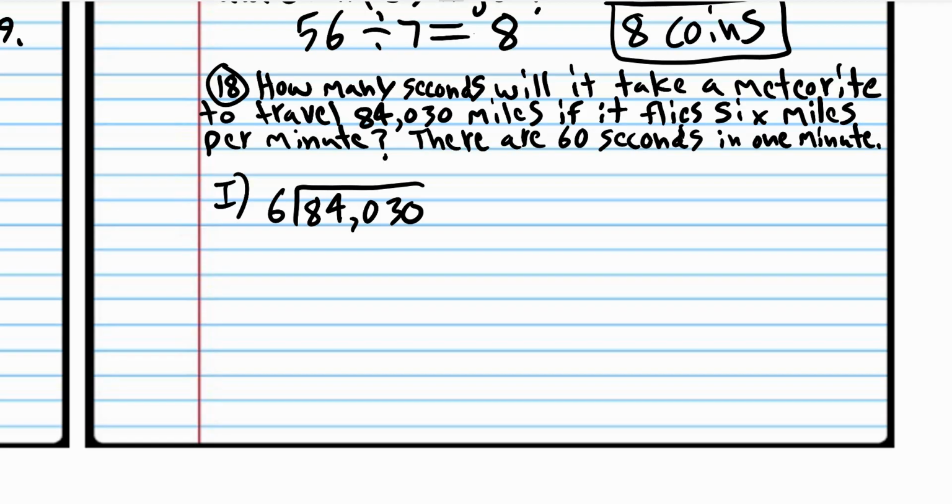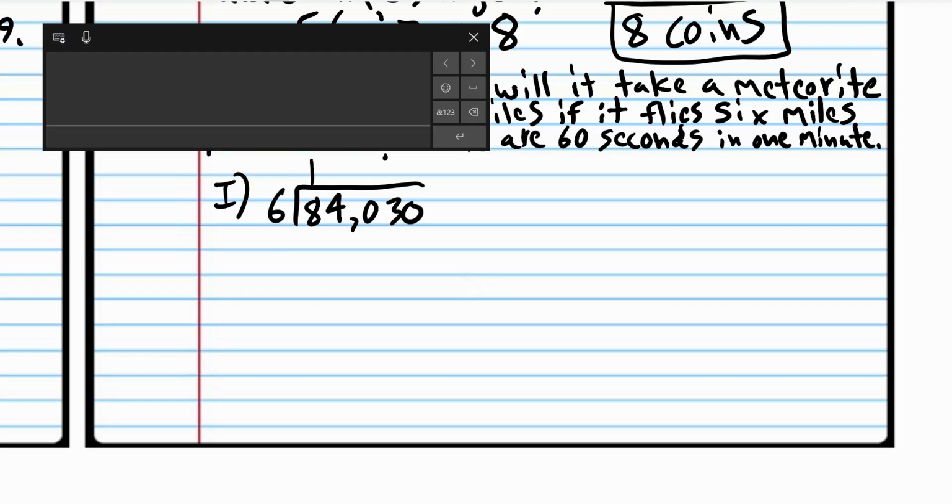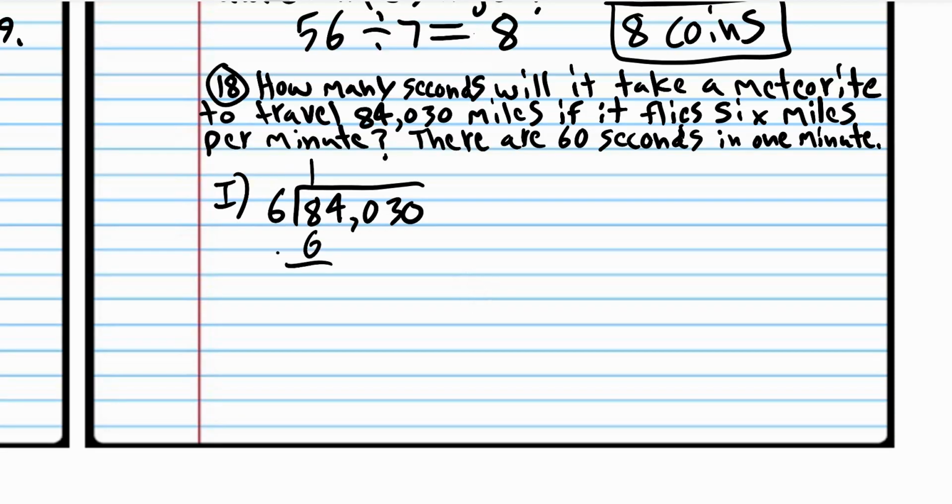Each cycle has 3 steps. So the first step, how many times does 6 go into 8? Now, if it doesn't go into 8, then you have to figure out how many times does 6 go into 84. If it doesn't go into 84, you figure out how many times 6 goes into all these numbers, so on and so forth. But luckily, 6 does go into 8. It goes 1 time. That's step 1. Step 2, multiply 6 and 1. 6 times 1 is 6. Step 3 is subtract. 8 minus 6 is 2.